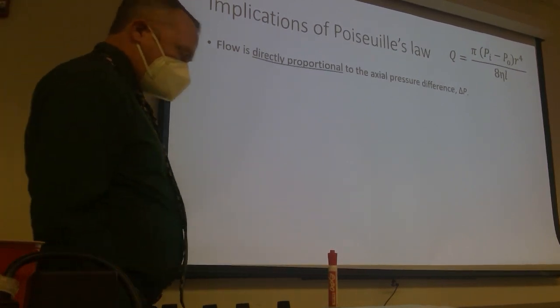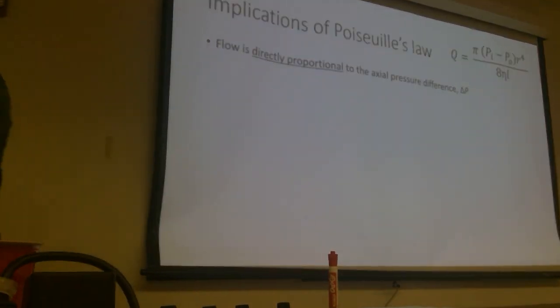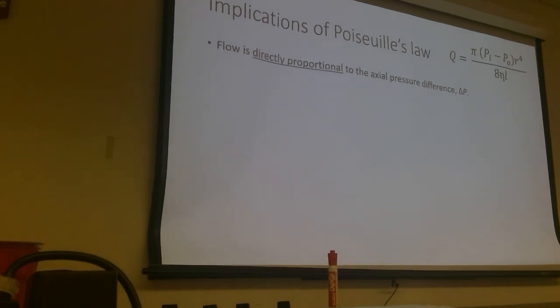All right, so what are the important things? What do we care about in this law? It tells us a couple of very important things. One, flow is directly proportional to the axial pressure difference. So the difference in pressure from one side of the system to the next is what determines flow. The greater the pressure differential, the greater the flow. So if I want to increase flow, I can increase my pressure.